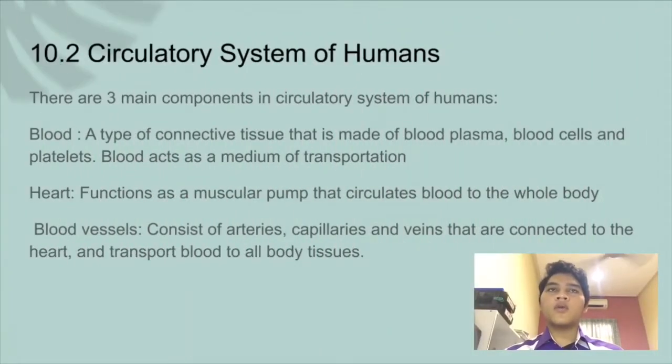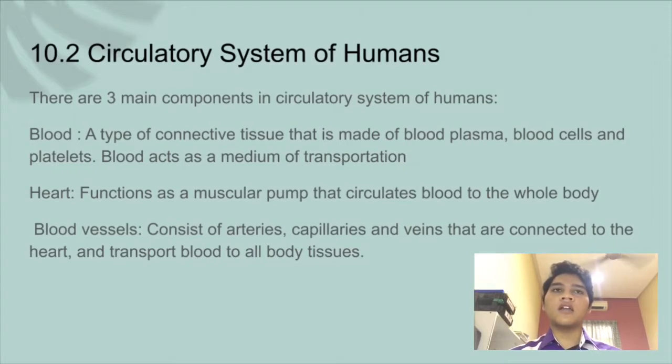Right now, I want to talk about circulatory systems of humans. There are 3 main components in circulatory system of humans. First is blood. Blood is a type of connective tissue that is made of blood plasma, blood cells, and platelets. Blood acts as a medium of transportation.